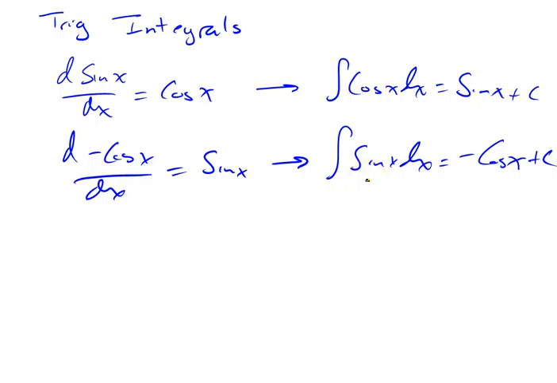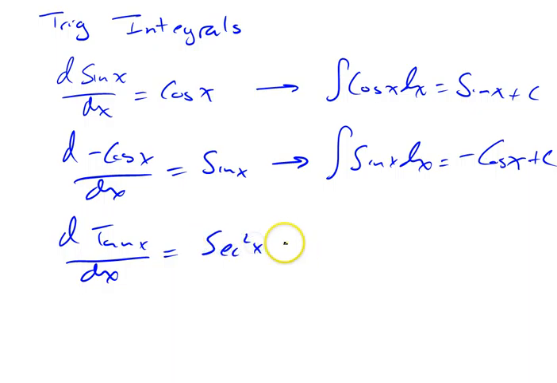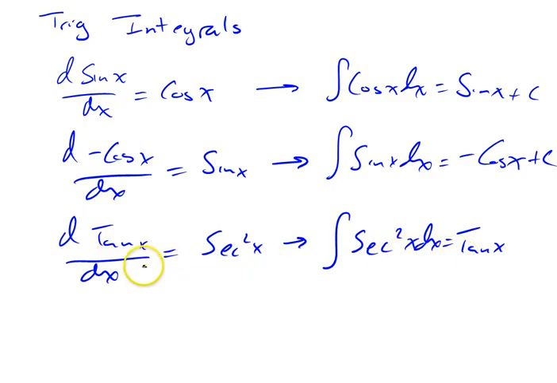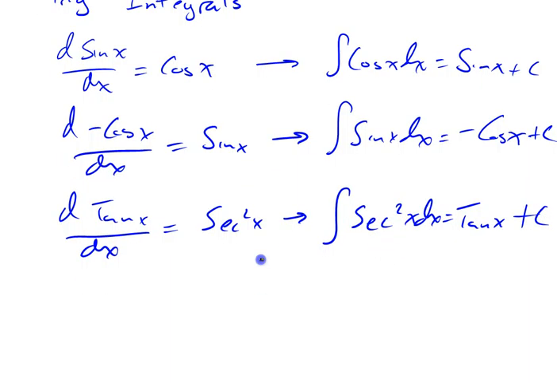Anyway, the other derivative rules with trig functions were what? The derivative of the tangent of x is equal to the secant squared of x. And so the associated antiderivative rule would be that the integral of the secant squared of x is the tangent of x. Now this isn't the integral of tangent. This was the derivative of tangent, and now we're working backwards. So it's the integral of secant squared.